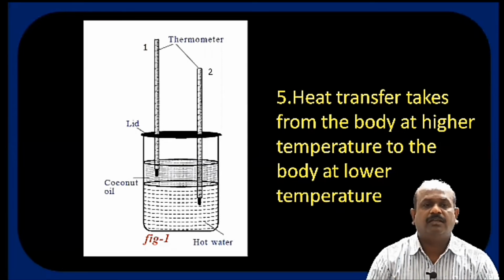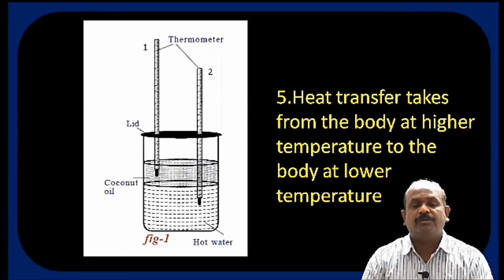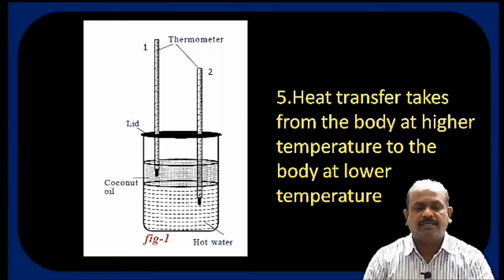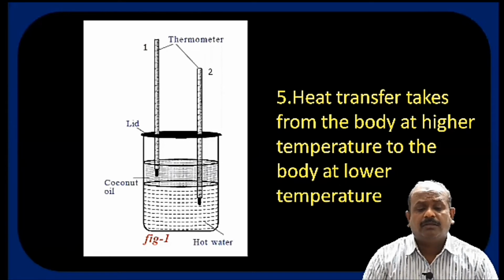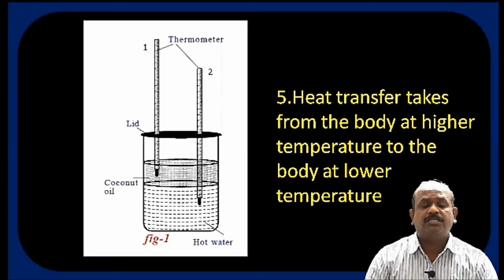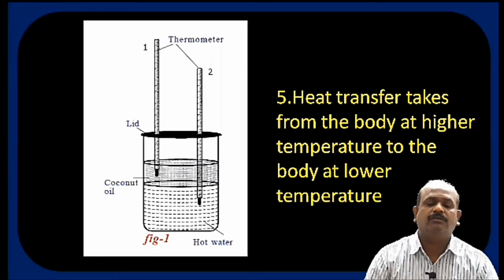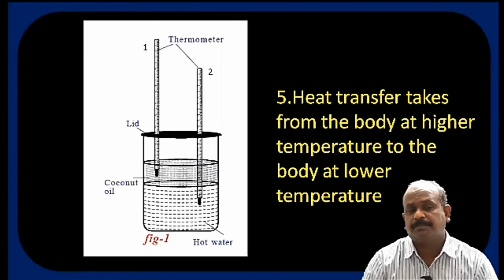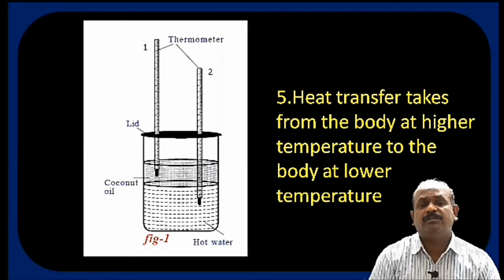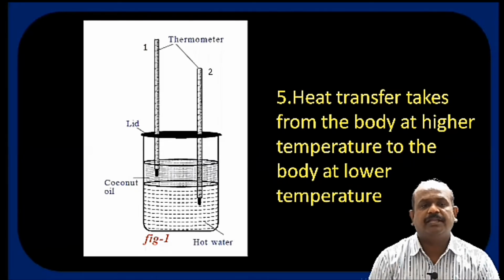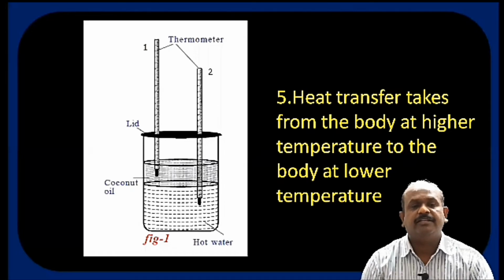Two thermometers are immersed in the two liquids as shown in the figure. These two thermometers are fixed to the lid. The lid covers the beaker. Let the temperature of the water be 80 degrees Celsius and that of coconut oil be 30 degrees Celsius. Initially, the first thermometer shows the reading 30 degrees Celsius and the second thermometer shows the reading 80 degrees Celsius.